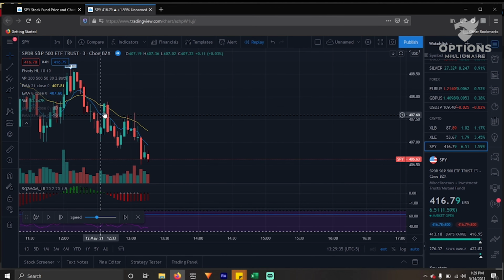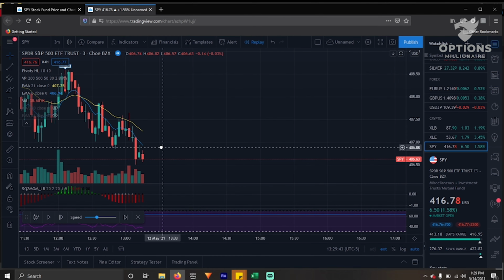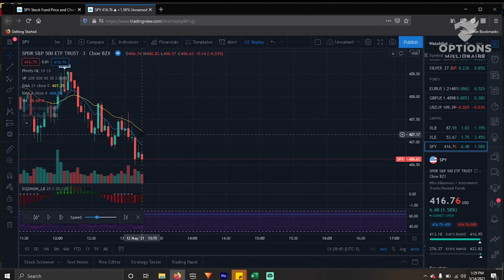So two things I'm seeing. One, it's using the 21 as resistance. It keeps popping down. And two, the 8 and 21 is continually separating. So we get this big divergence here. Definitely bearish. Now, other indicators are definitely saying bearish, but I'm not going to go over those. I'm just going to stick to the 8 and 21. And let's go ahead and press play here and see what happens.